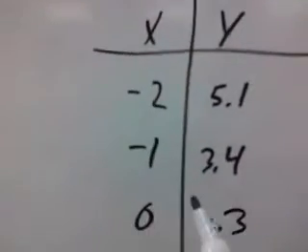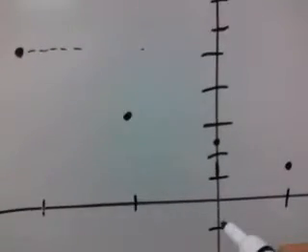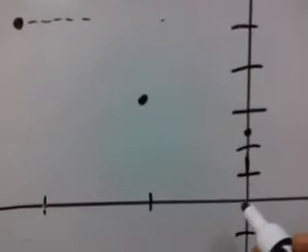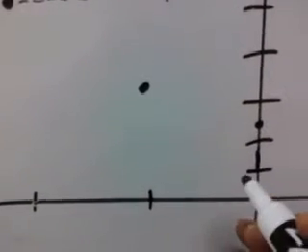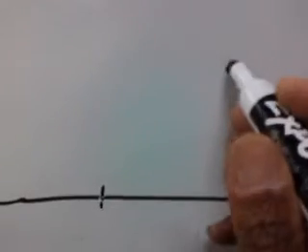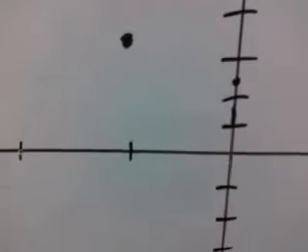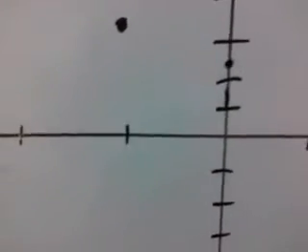Next I have -1, 3.4. So I go 1 to the left and then up 3.4. So let's see how well I did that. I go 1 to the left and up 1, 2, 3, and 3.4 is about there. So that's pretty good. If you use graph paper, it would be best. Your graph really will be accurate.